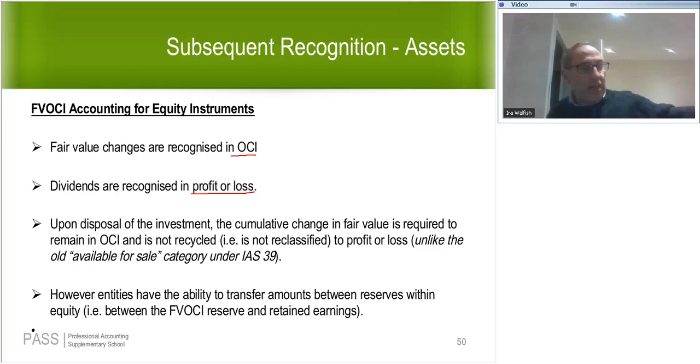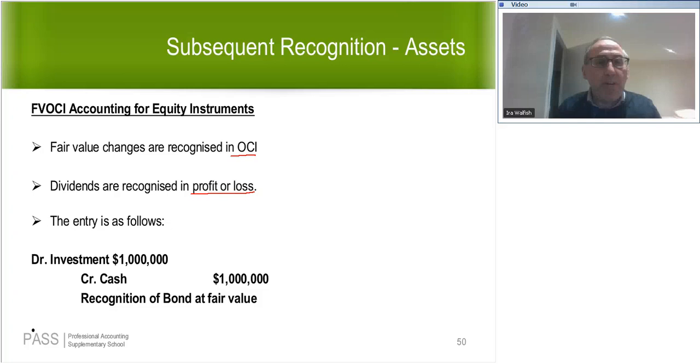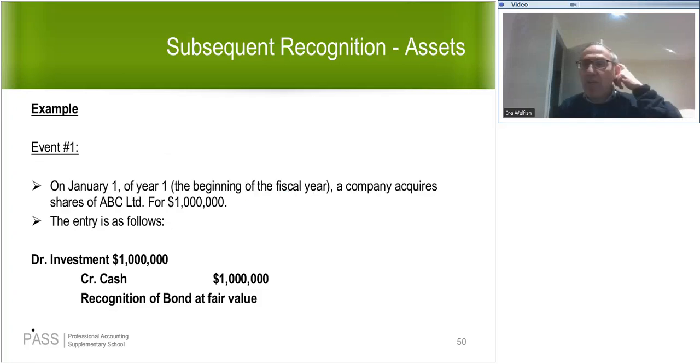On January 1st of year one, a company acquires shares of ABC Limited for $1 million. So once again, the entry, assuming the purchase price is fair value: debit investment $1 million, credit cash $1 million. During year one, the company receives dividends of $50K. When you receive dividends, you debit cash and credit dividend.